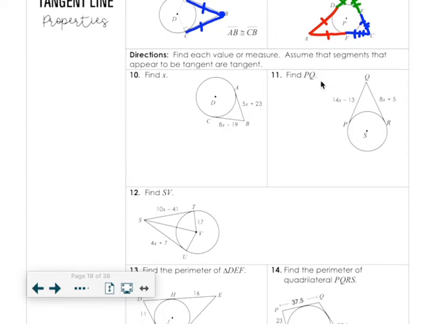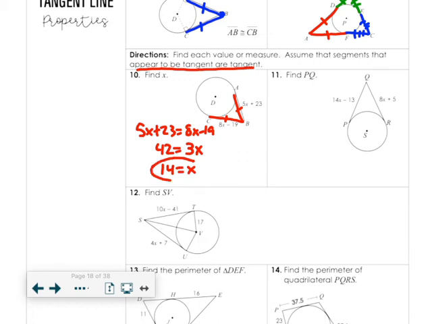Okay, number 10, find x is the directions. We're assuming that segments that appear to be tangent are tangent, so I don't have to check if they are. But I do know that these tangent lines are congruent because they both are coming from the same outside point, which is B. So 5x plus 23 equals 8x minus 19. Subtract 5x from both sides and get 3x on the right. Add 19 to both sides and get 42 on the left. Divide by 3. 14 is going to be x.